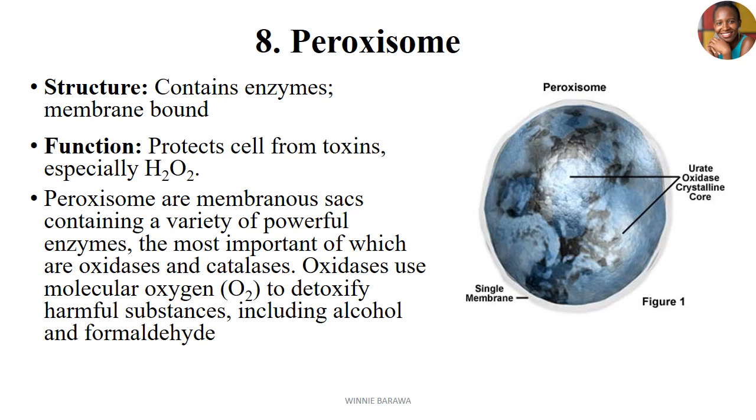And remember, as we break down different substances within the cell using metabolism, we therefore also generate toxins at this particular moment. So for us to keep our cell safe from such toxins, the peroxisome comes in to destroy any forms that are coming in as alcohols, peroxides, or formaldehydes.